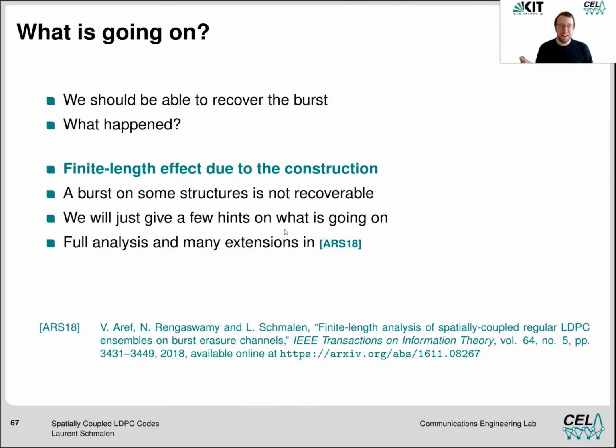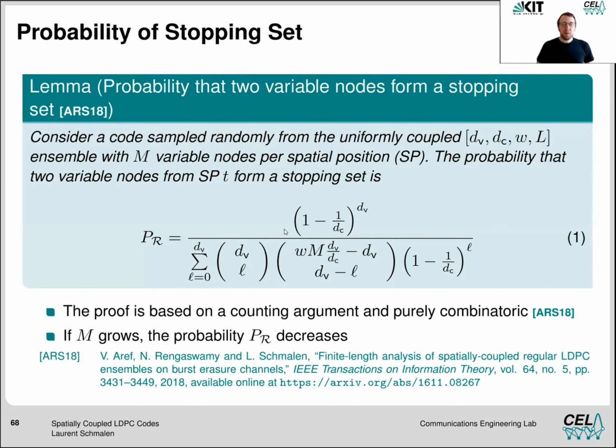So we have some finite length effects due to the construction. We cannot recover the bursts. But the nice thing about this is that there's a combinatorial analysis that we can carry out, and the details are in our paper from 2 years ago, where we have the full analysis. I'll just show what's going on. We can count the probability that this situation happens. This is a purely combinatoric argument, just a counting exercise, and you get a probability that two such nodes form such a stopping set, which we call PR.